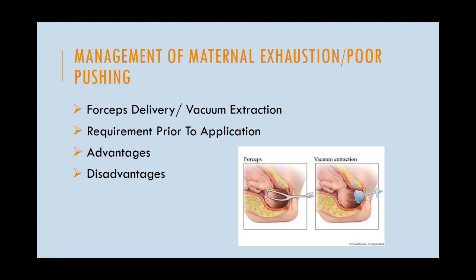So how can we manage maternal exhaustion or poor pushing? Here is another extension of our power portion of one of those 5 critical P's. A couple of ways that we can do this is through forceps delivery or a vacuum extraction.